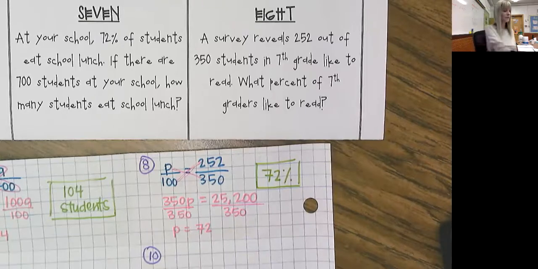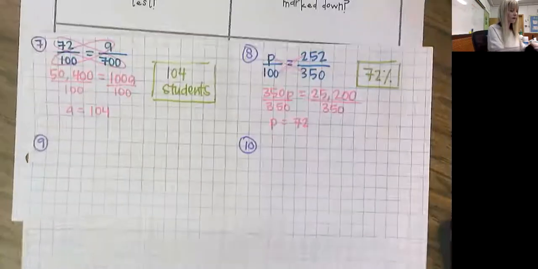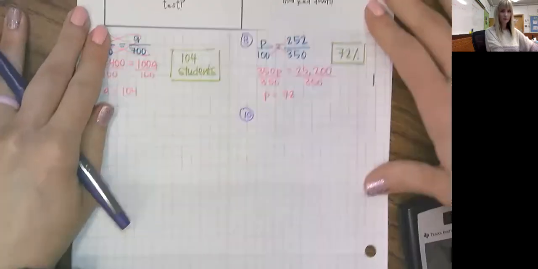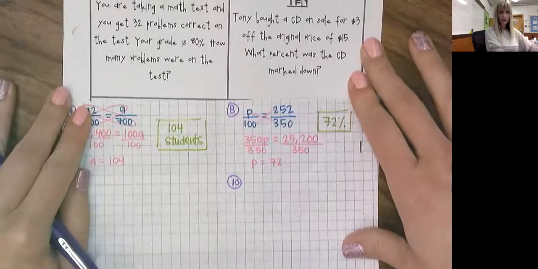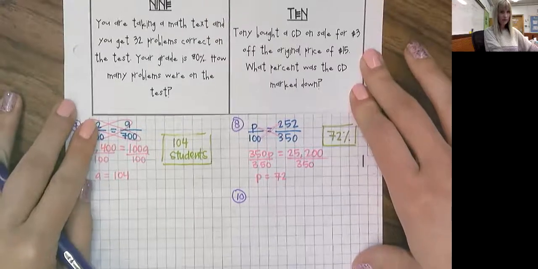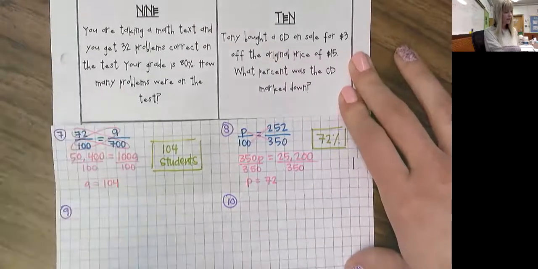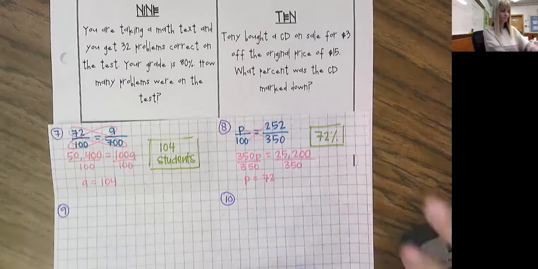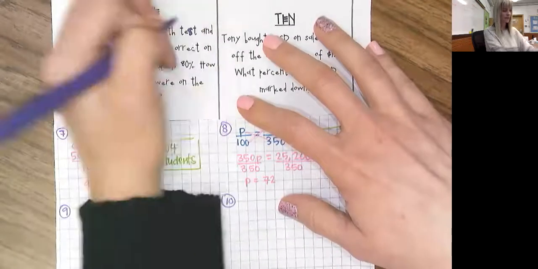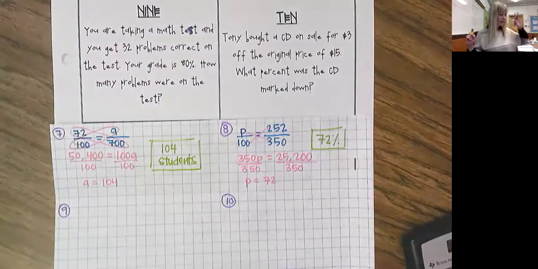Okay, 2 more we're going to do together. Here are questions 9 and 10. Let's zoom out a little so you can see the questions and see what I'm writing. So question number 9 right here. You are taking a math test and you get 32 problems correct on the test. Your grade is 80%. How many problems were on the test?